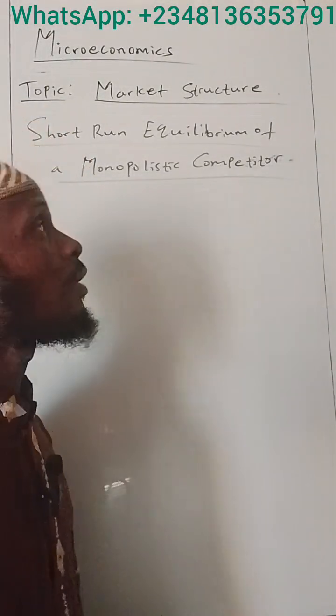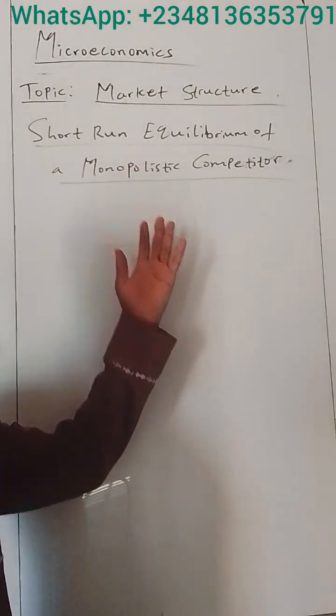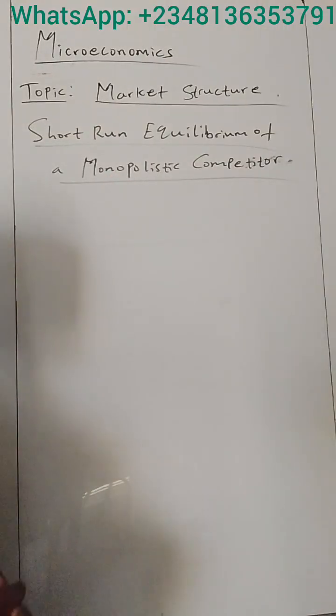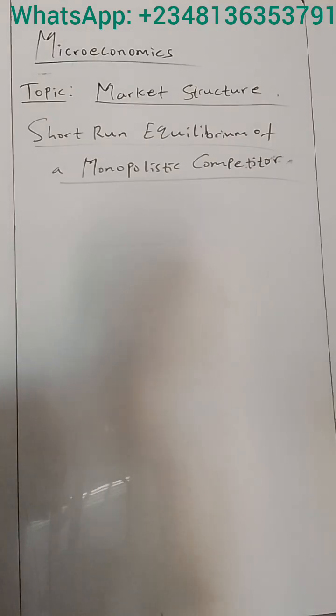Welcome back to microeconomics class. We are still on market structure. In this class, I'll be discussing the short-run equilibrium of a monopolistic competitor. That is, the short-run equilibrium of a firm in monopolistic competition.